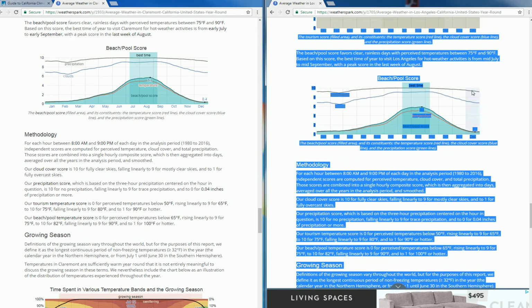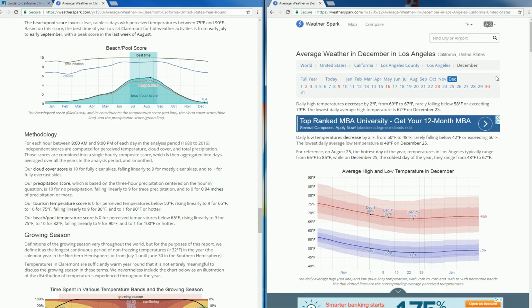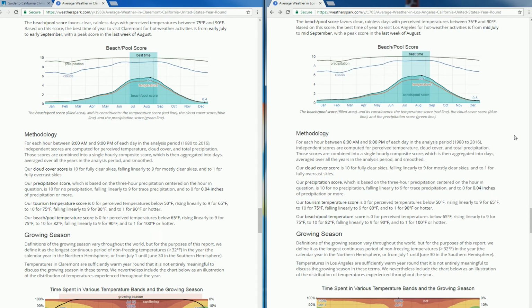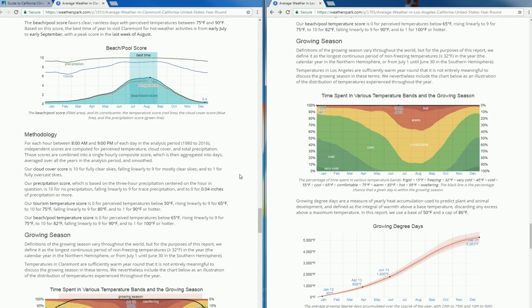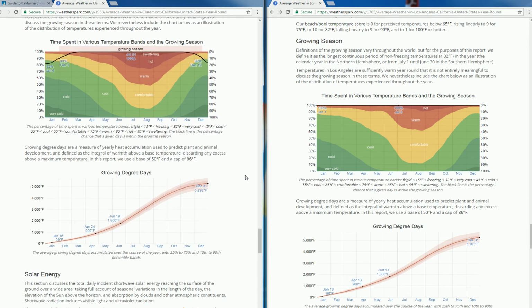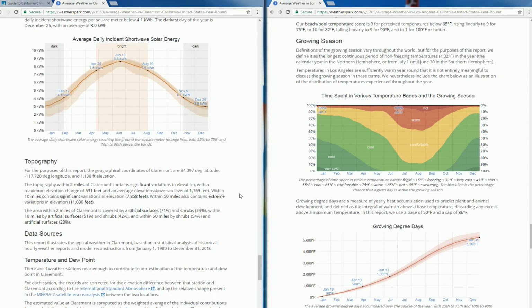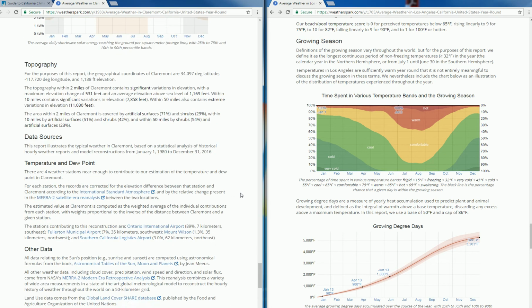Oops, what the heck happened there? Something happened. I'm trying to look down through here to see what other charts there are, because they've added a lot of charts since last year.